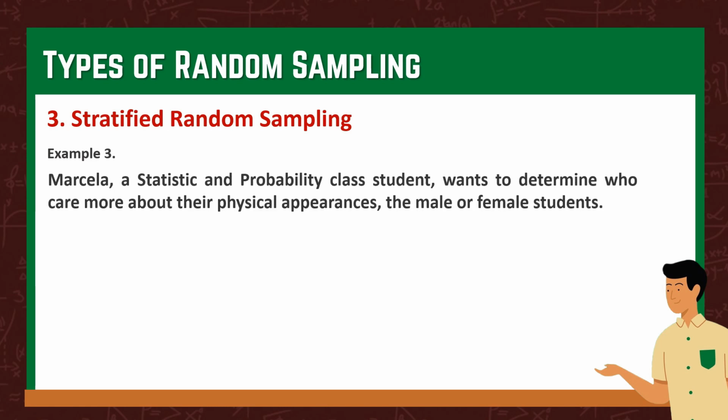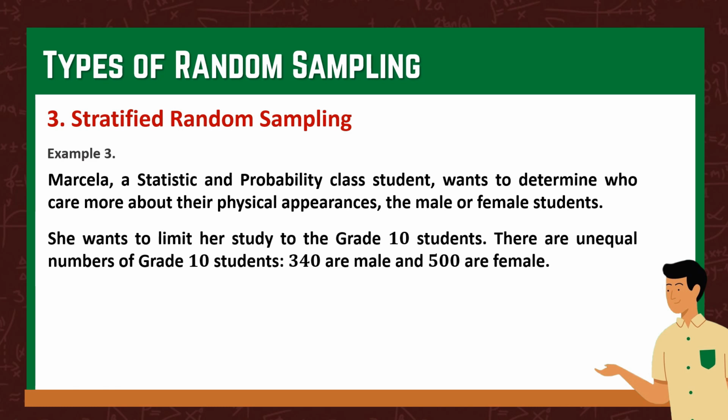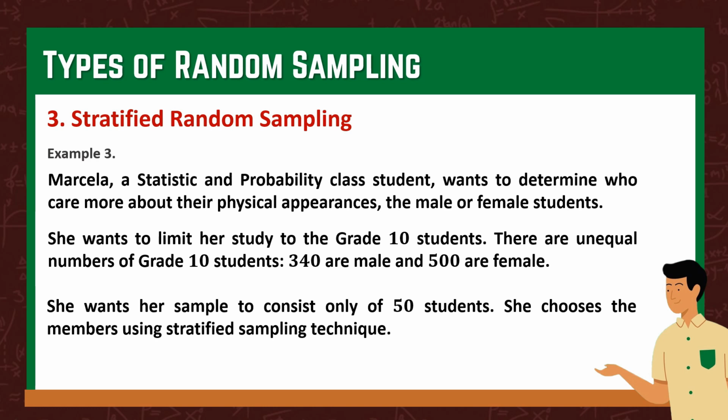Let's have an example. Marcella, a statistics and probability class student, wants to determine who care more about their physical appearances, the male or female students. She wants to limit her study to the grade 10 students. There are unequal numbers of grade 10 students, 340 are male and 500 are female. She wants her sample to consist only of 50 students. She chooses the members using stratified sampling technique. Let's see the illustration.